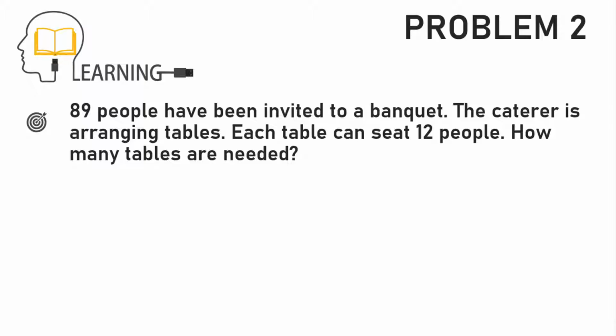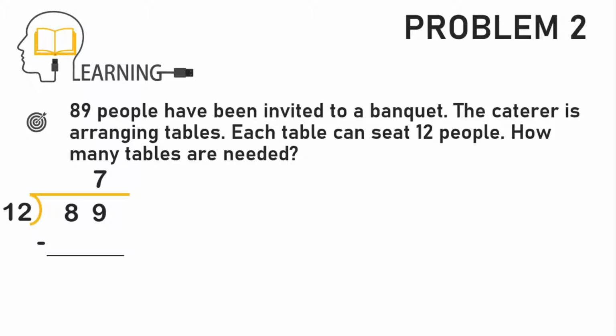So to get the number of tables, I have to divide. That is very clear to us. So I'm going to divide 89 by 12. As you can see, it should look like the following. And then if you know your 12 tables, we know that 12 6s are 72 and 12 7s are 84. So we will use the 7 times table.